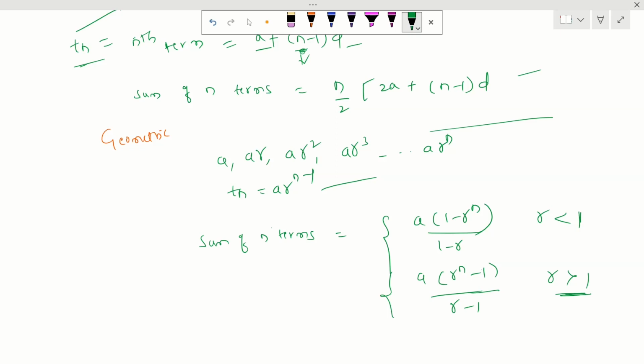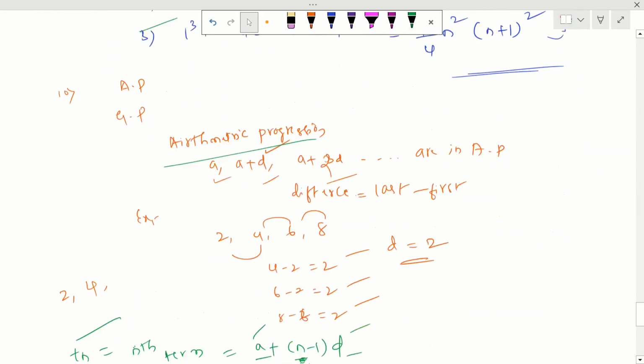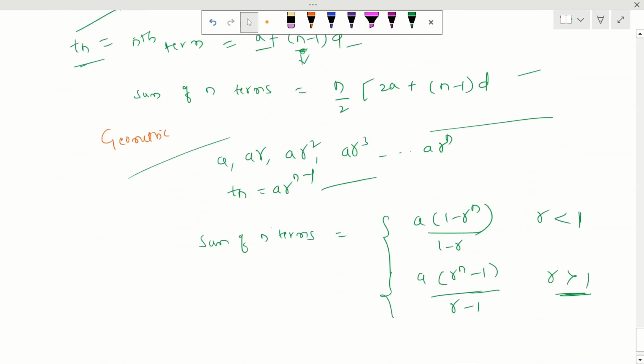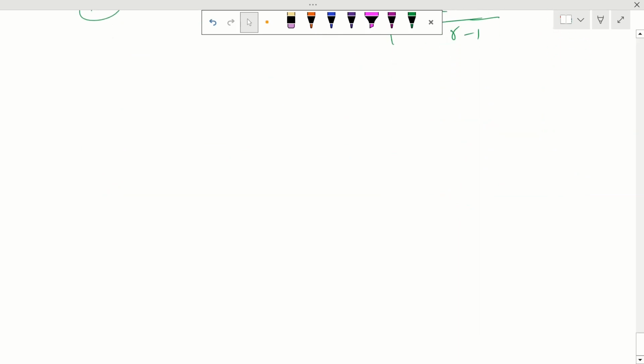These formulas are very important. Just remember the geometric progression and arithmetic progression formulas and the series formulas. In total we have 7 formulas to remember. Now I will give an example based on these formulas.